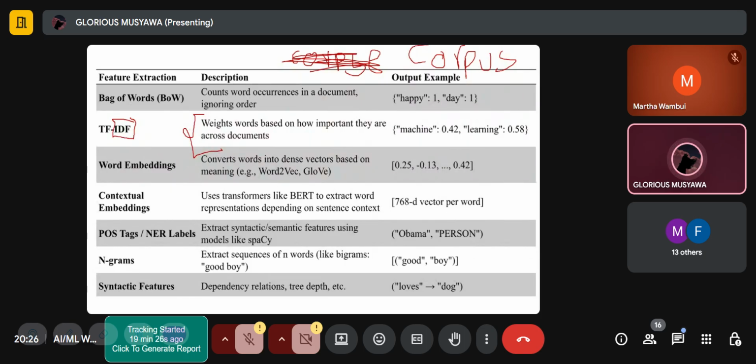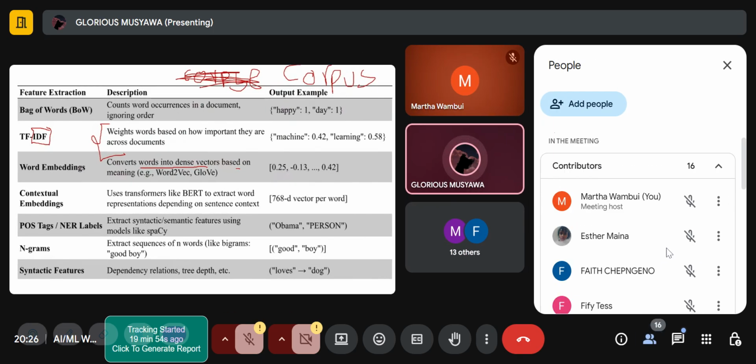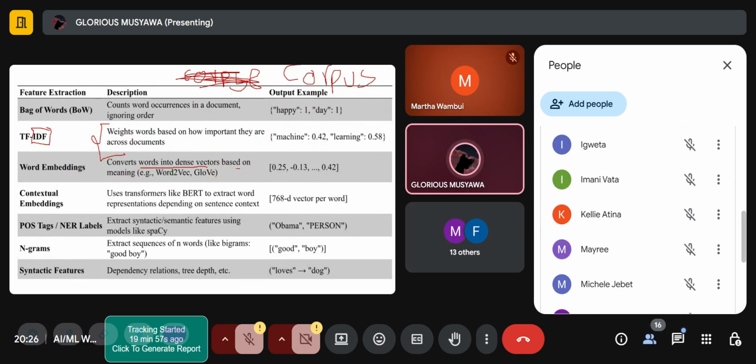So we have word embeddings, where we convert words into dense vectors based on meaning. This is where we're able to convert text or words into a form that a machine can train on, because, I think we talked about machine learning and one hot encoding, we said that we need to convert our data into a way that a machine understands. So for natural language processing, this is called word embeddings.